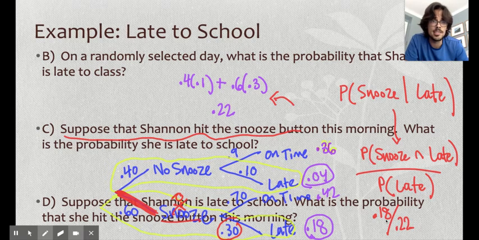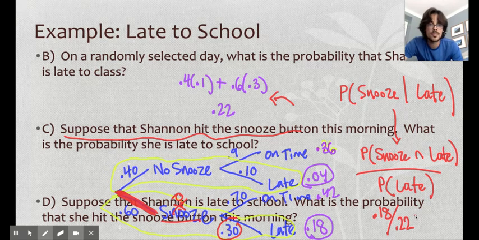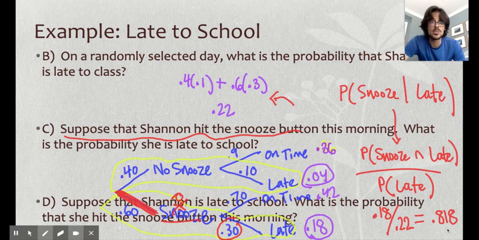So let me talk about what this is saying right here. Shannon's only late to school 22% of the time. So that means our denominator, our total possibilities here, is no longer 100%. We're only looking at those 22% of days where she's actually late. And out of those 22% of days, 18% of all days are where she's actually hit snooze and is late. And if you divide these out, 0.18 divided by 0.22, that's almost 82% of the time. So if you know she was late, there's an 82% chance that she hit snooze. Okay? So that's how you work your way through a conditional probability.